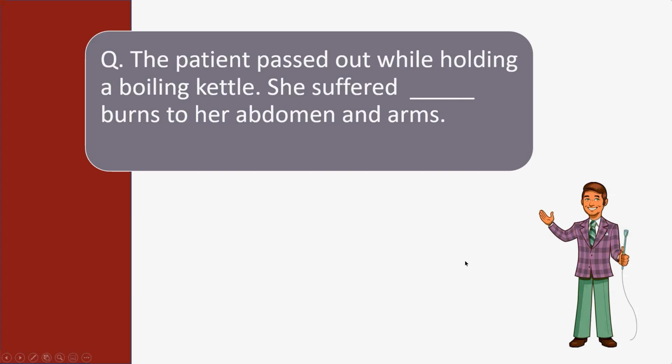Okay. The patient passed out while holding a boiling kettle. She suffered third-degree burns to her abdomen and arms. So you could search burns. You could search degree. You could go, okay, burns have to do with what specialty, which you might not realize yet. So it's for your skin, so it would be dermatology. So you could search a few different ways. You could go to the dermatology chapter. You could look under burns. You could look under degree. How would we write third-degree burns?